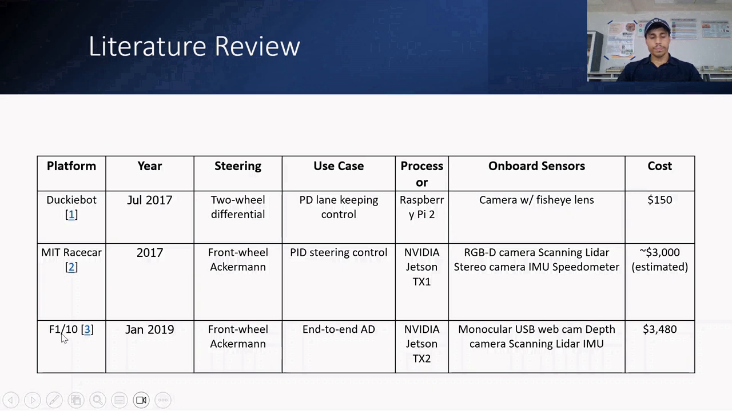Next is F110. It also uses the front wheel Ackermann steering, offering stability but limited advanced control capabilities. It focuses on speed and stability, but it doesn't provide the flexibility needed for complex maneuvers, which we really want to achieve.